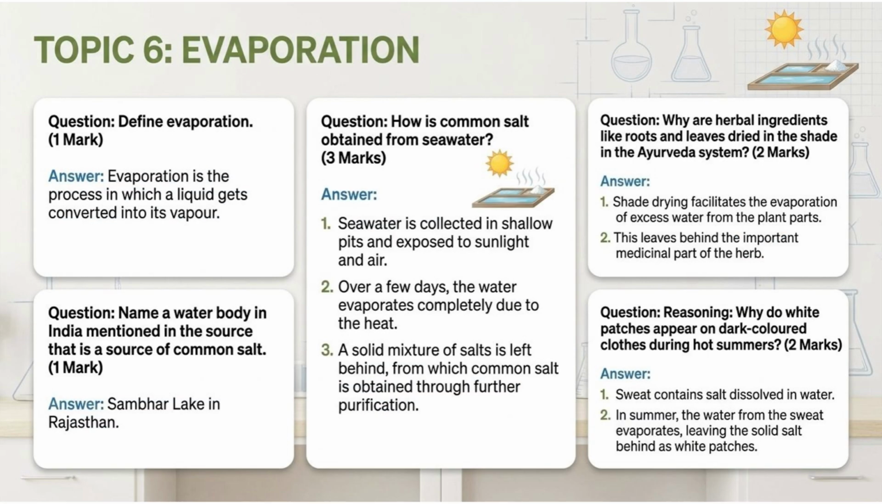Topic 6. Evaporation. Question, define evaporation. 1 mark. Answer, evaporation is the process in which a liquid gets converted into its vapor.